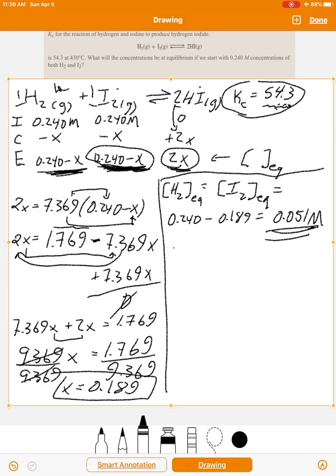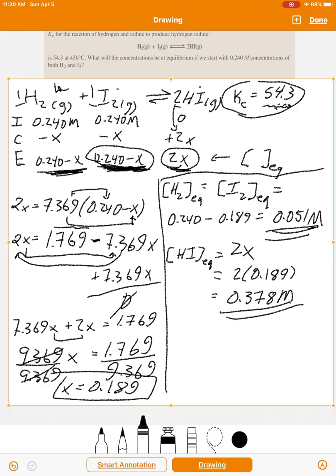But what about HI? Concentration of HI at equilibrium is 0 plus 2x, right? So that would be 2 times 0.189 molar. So 2 times 0.189, 0.378. Probably too many sig figs there, but that's okay. Well, it said there's 3 there, so I guess that's okay. So there are our equilibrium concentrations.